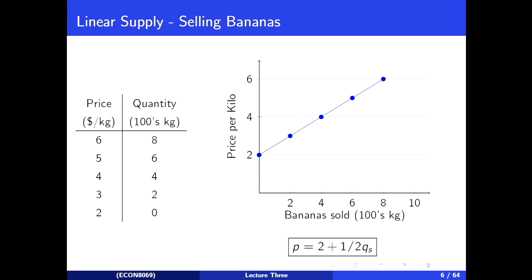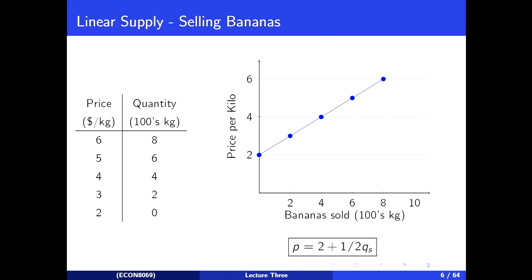This is the amount of bananas that I choose to produce, right? 800 kilograms. At $5, the price is lower. I'm not going to produce as many for various reasons we'll talk about, but I'm going to produce fewer bananas. I'm going to only produce 600 kilograms of bananas because there's a lower price here, and similarly down the line.